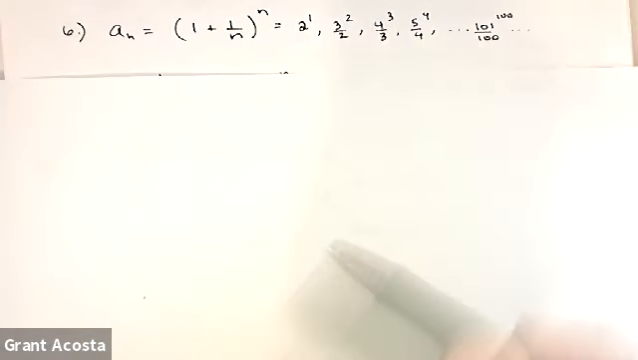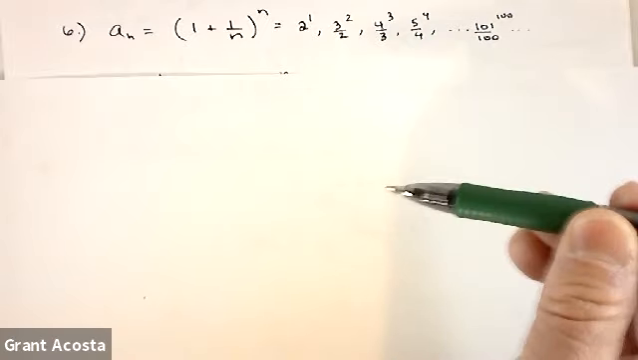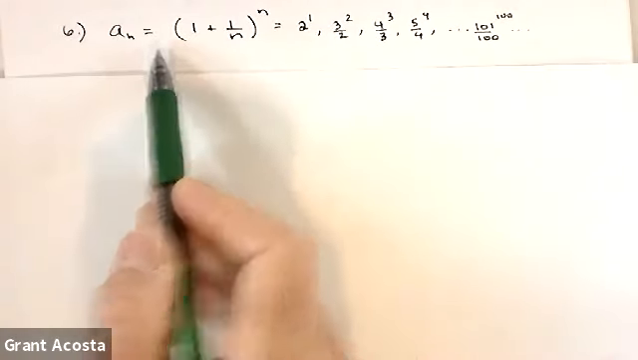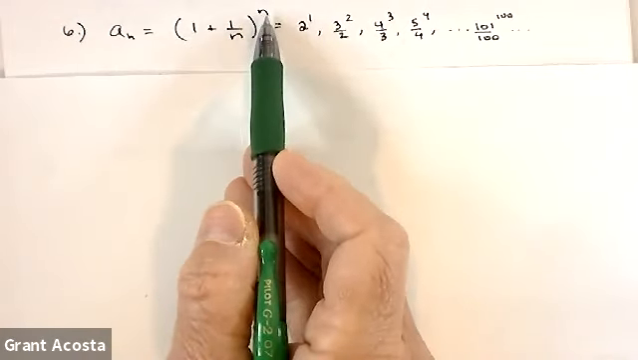Okay, we're going to continue looking at sequences, and now we're going to look at some more challenging ones. Many of these are adapted from problems from our book, so you'll probably be looking at some of these. So here's a sequence, a sub n equals (1 plus 1 over n) to the n.